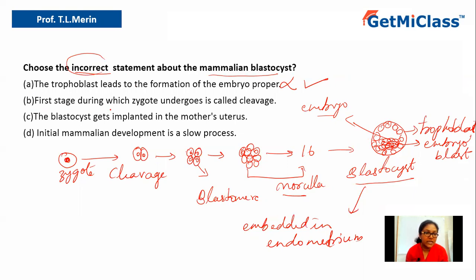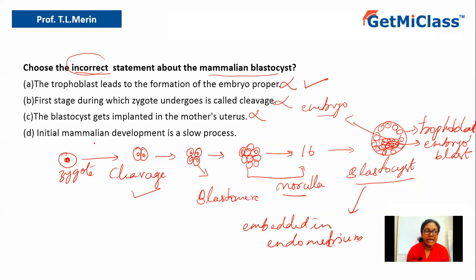Option B says first stage during which zygote undergoes is called cleavage. Yes, that is correct because I have already shown you. So that is the correct statement, but it is not our answer because we are looking for the incorrect statement. Option C says blastocyst gets implanted in the mother's uterus. Yes, at blastocyst stage, it gets implanted or embedded in the endometrium of the uterus. So this is also a correct statement, but that is not our answer.